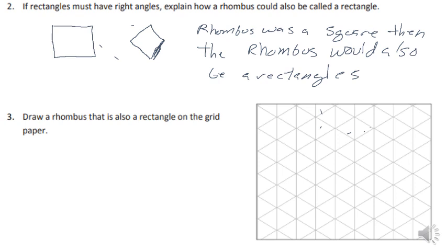So I'm going to come down 3, and I'm going to try to come straight across and come up, over, and down. So now this here is a square. The square can also be a rhombus. And since it's a square, since a rhombus is a square, then it would also be a rectangle.